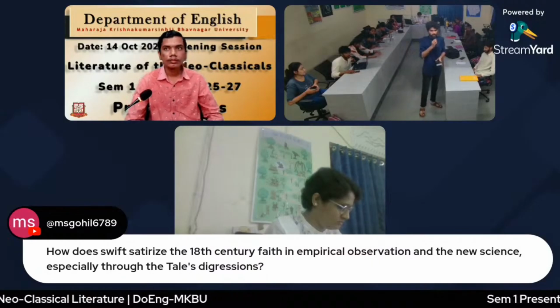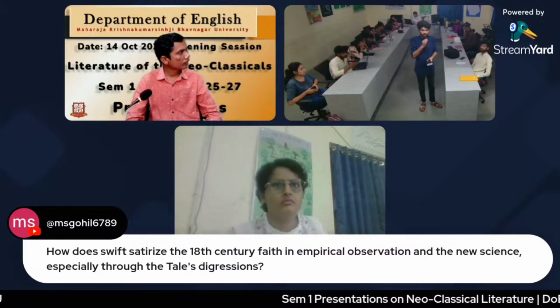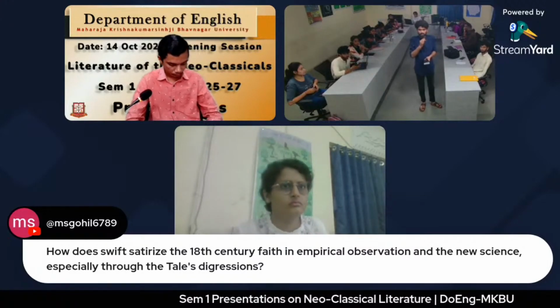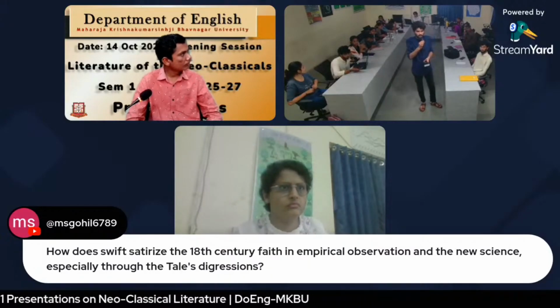My question is: how does Swift satirize the 18th century faith in empirical observation and new science, especially through the tale's digressions?